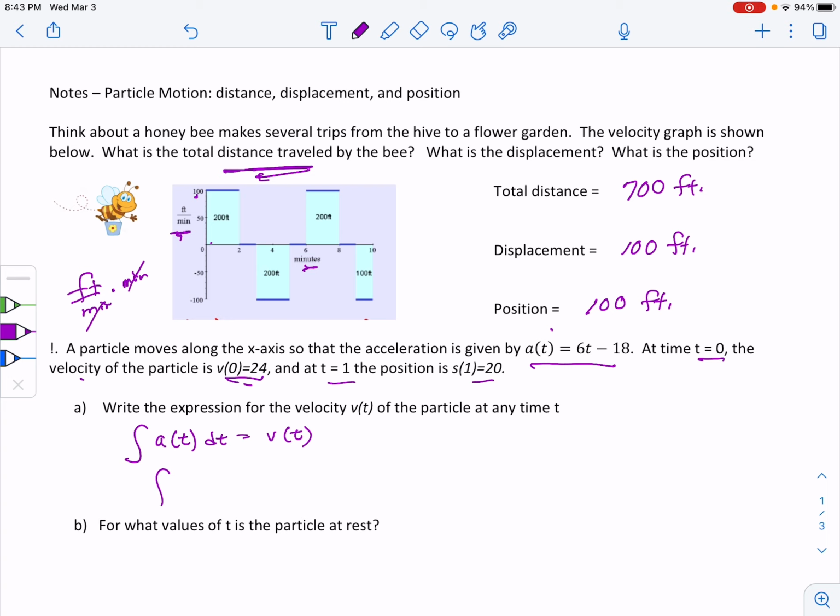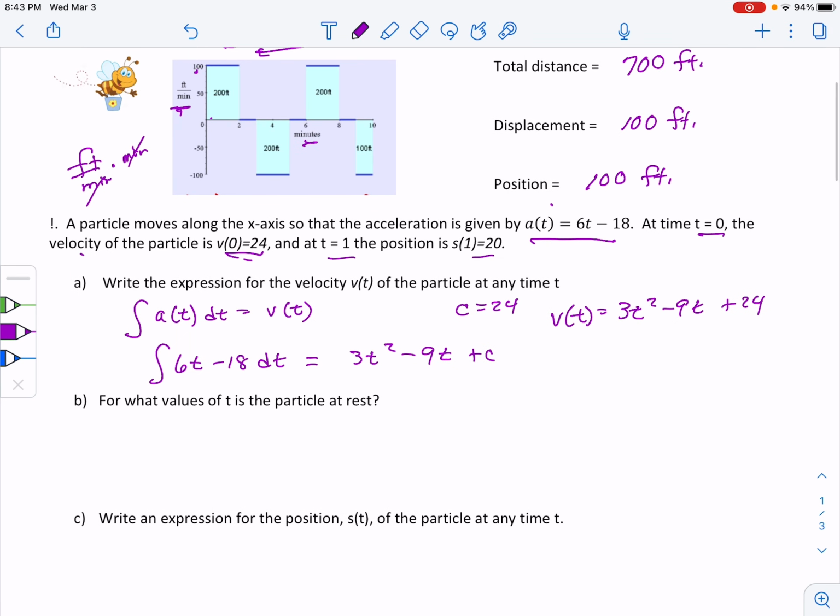So I'm going to integrate 6t minus 18 dt, and I get 3t squared minus 9t plus c. And it tells me at 0, it equals 24. So I plug in 0 for t, and you get c is equal to 24. So my velocity equation is 3t squared minus 9t plus 24. Okay? When is the particle at rest? Well, you set your velocity function equal to 0.